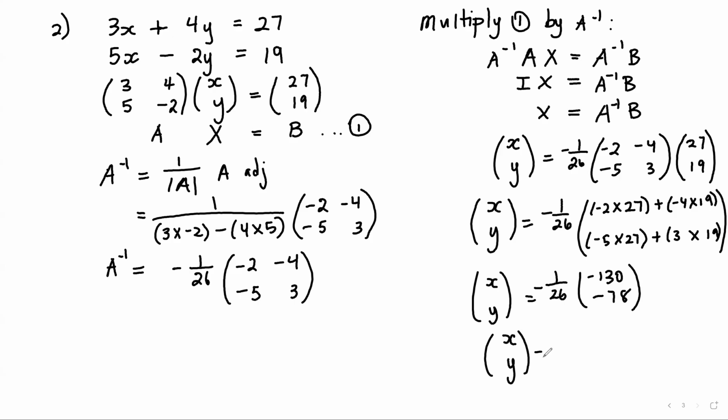So X, Y would be equal to negative 1 over 26 times negative 130 is, oh sorry, positive 5, because it's negative times negative. Yeah, so this will be 5, and then negative 1 over 26 times negative 78 is positive 3. So my solution for this pair of simultaneous equations is x is equal to 5 and y is equal to 3. Now, like I said, you don't actually need to write out this step over here. I just put that there to be a little more thorough.